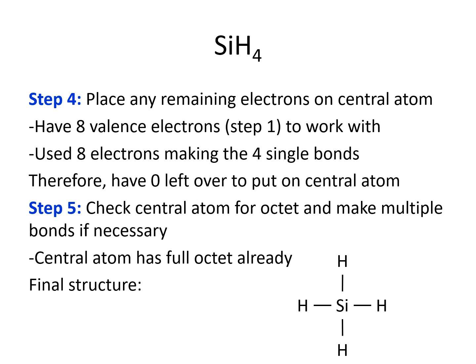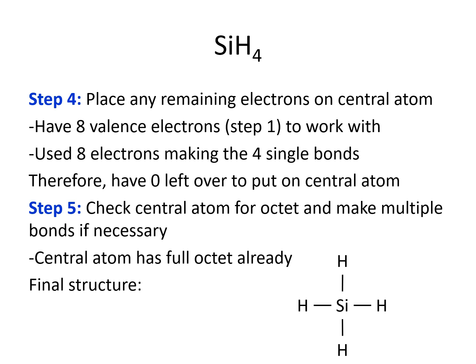Step 4. Place any remaining electrons on the central atom. Here's where we do our counting. We started with 8 electrons in our shared pot from step 1. We used 8 electrons making our stick figure with 4 single bonds. 8 minus 8 means we have 0 electrons left to put on our central atom.